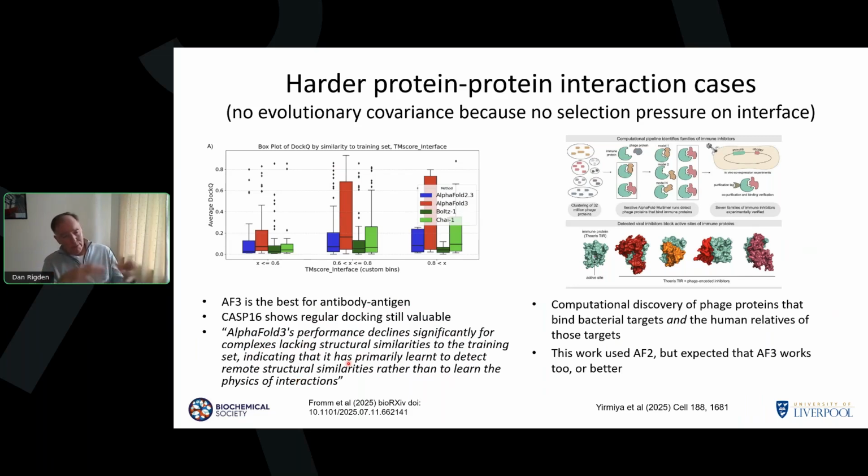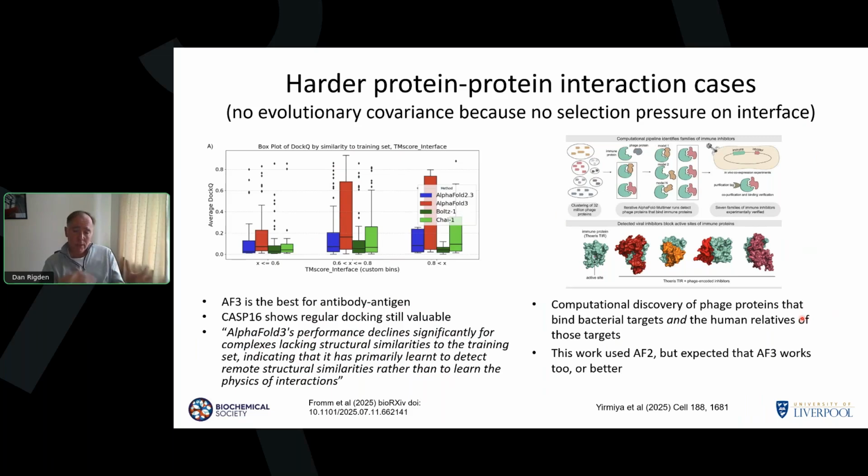that these deep learning methods are great, provided they've seen something a little bit similar before. If you challenge them with something totally new, they perform a lot less well. It doesn't mean they don't work at all, it just means it works a lot less well. And you'll see this message several times. So if you've got antibody antigen, you want to try AlphaFold 3.